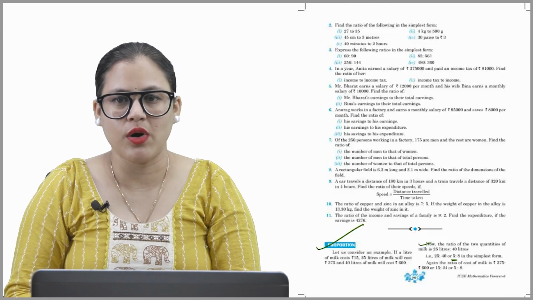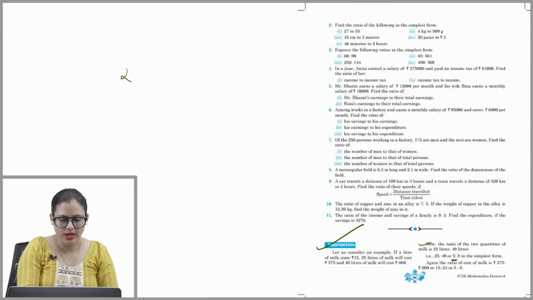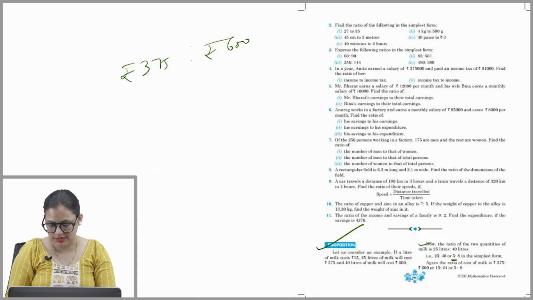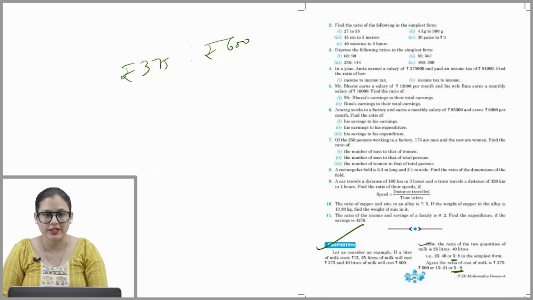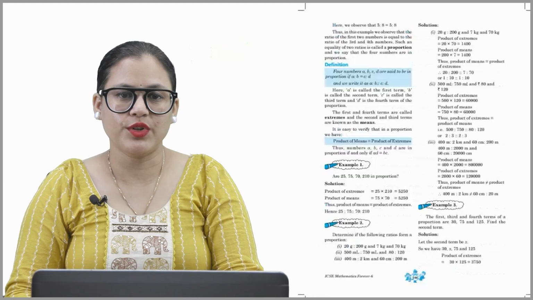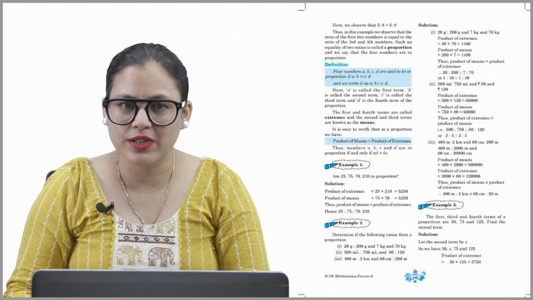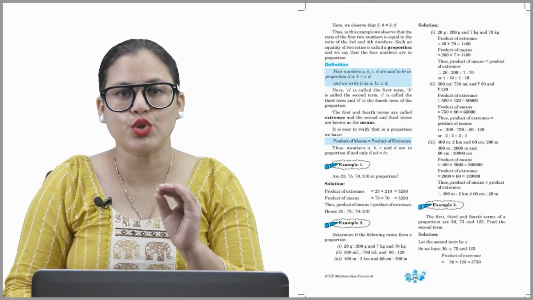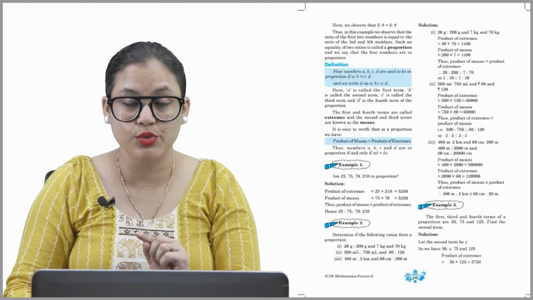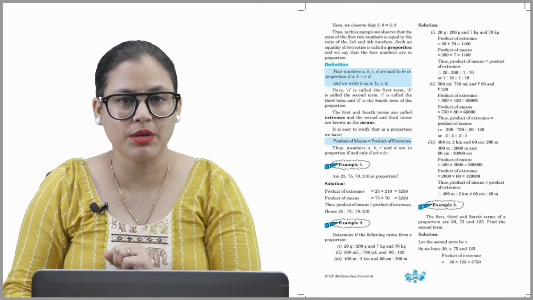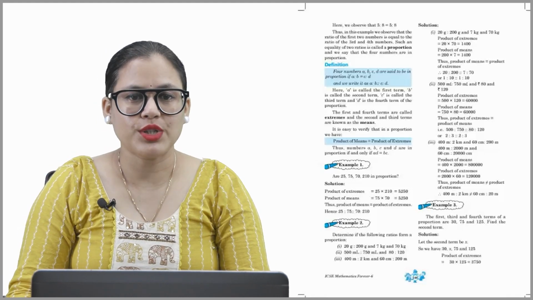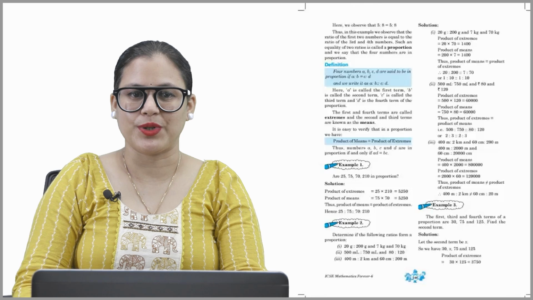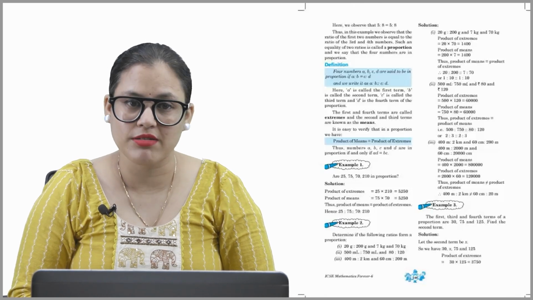Again, the ratio of cost of milk is rupees 375 is to rupees 600, and then you will get again this ratio, which is 5:8. So here we observe that 5:8 is equal to 5:8. Thus in this example we observe that the ratio of the first two numbers is equal to the ratio of the third and fourth numbers. Such an equality of two ratios is called proportion, and we say that four numbers are in proportion.